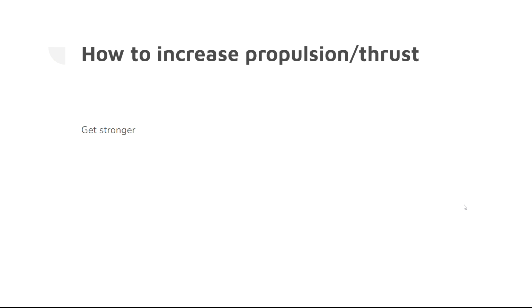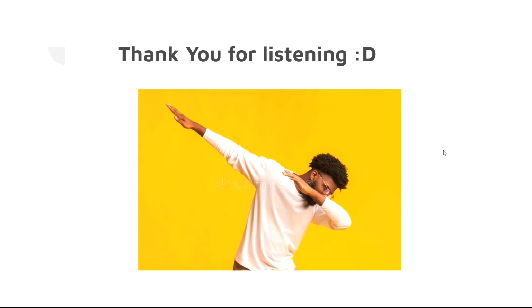So, very simple, how to increase your propulsion thrust. You get stronger, you lift weights, or I don't know, you get taller. That's why a lot of swimmers are like 6'5", very tall. And yeah, that's my presentation. Thank you for listening.